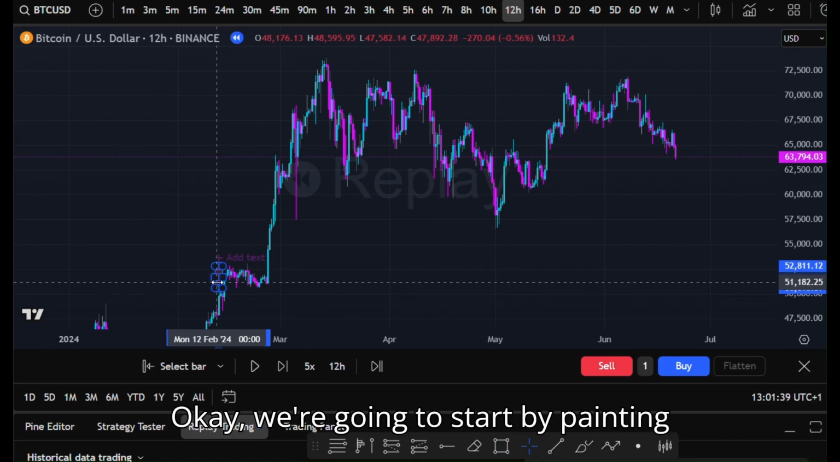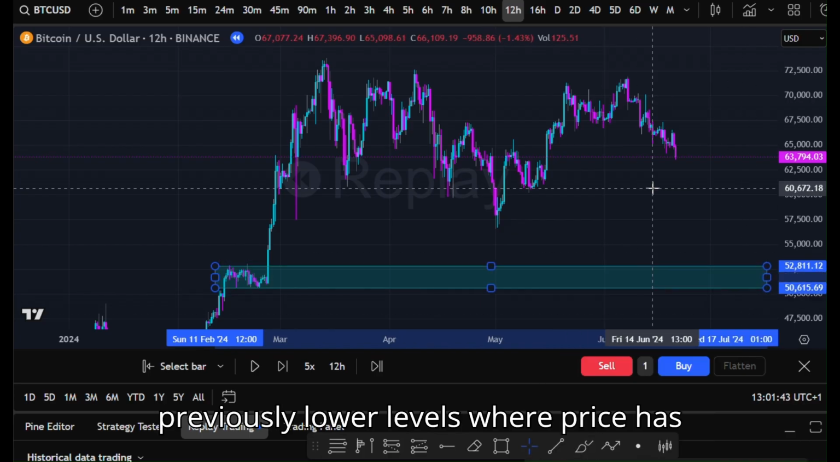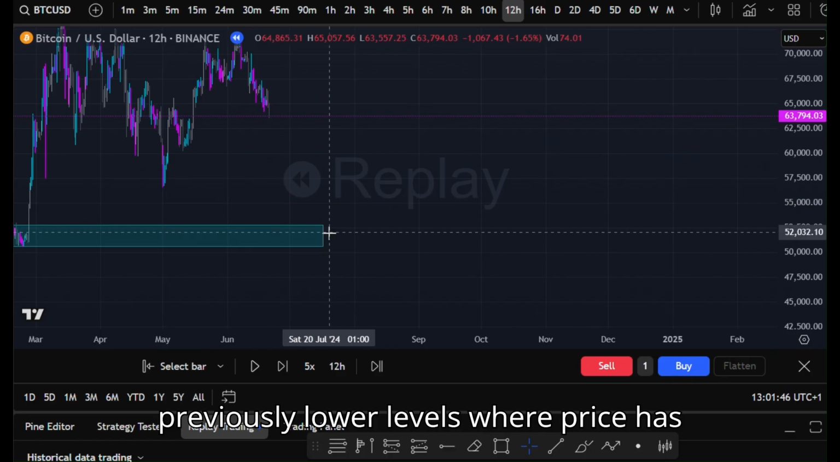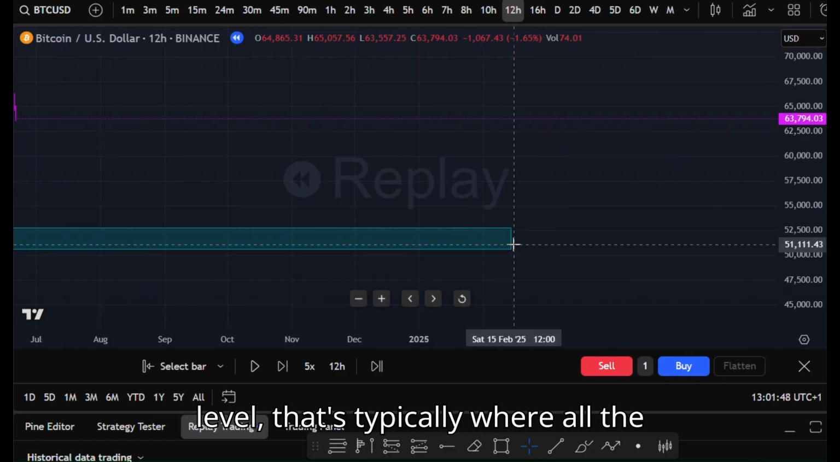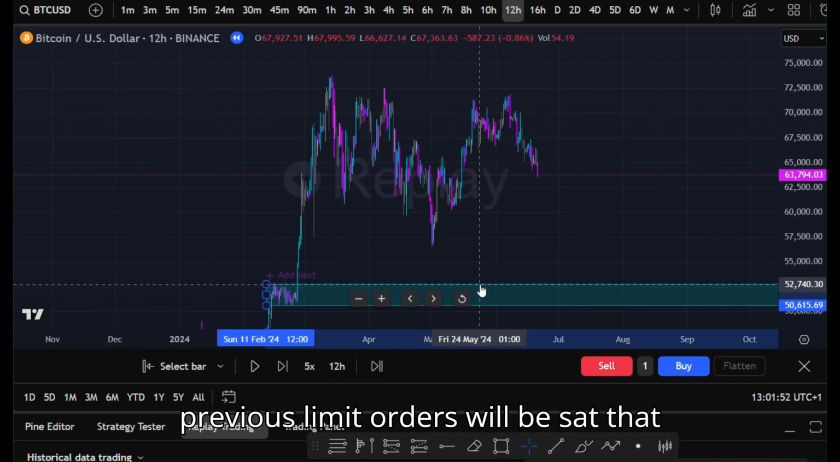Okay, we're going to start by painting out our support zone at previously lower levels where price has run away from. So you can see at this level, that's typically where all the previous limit orders will be sat that weren't triggered.